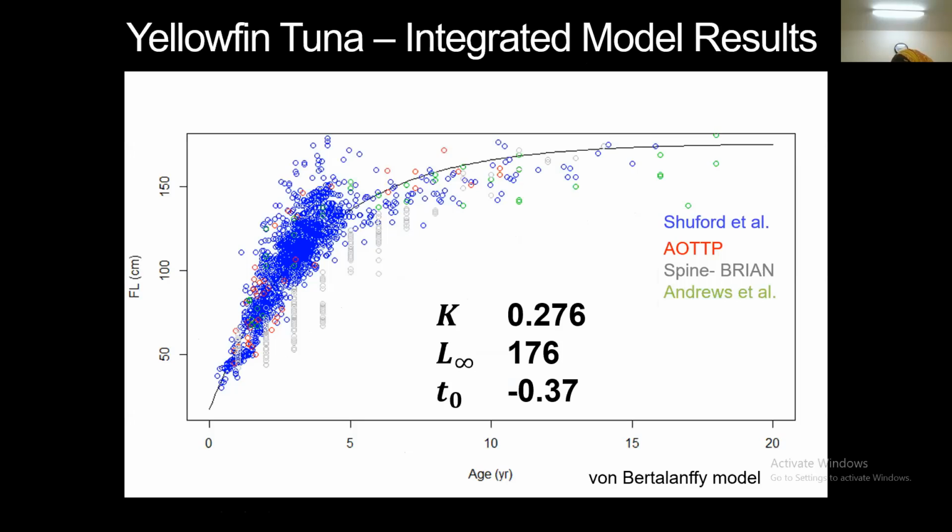And then here are the results from the integrated model where we used tagging data from AOTTP and ICCAT along with hard part data from Shuford, AOTTP, the spine fit with Bryan, and the Andrews et al. And these are the von Bertalanffy parameters. The Bryan points are these gray points which are lower than everything else.